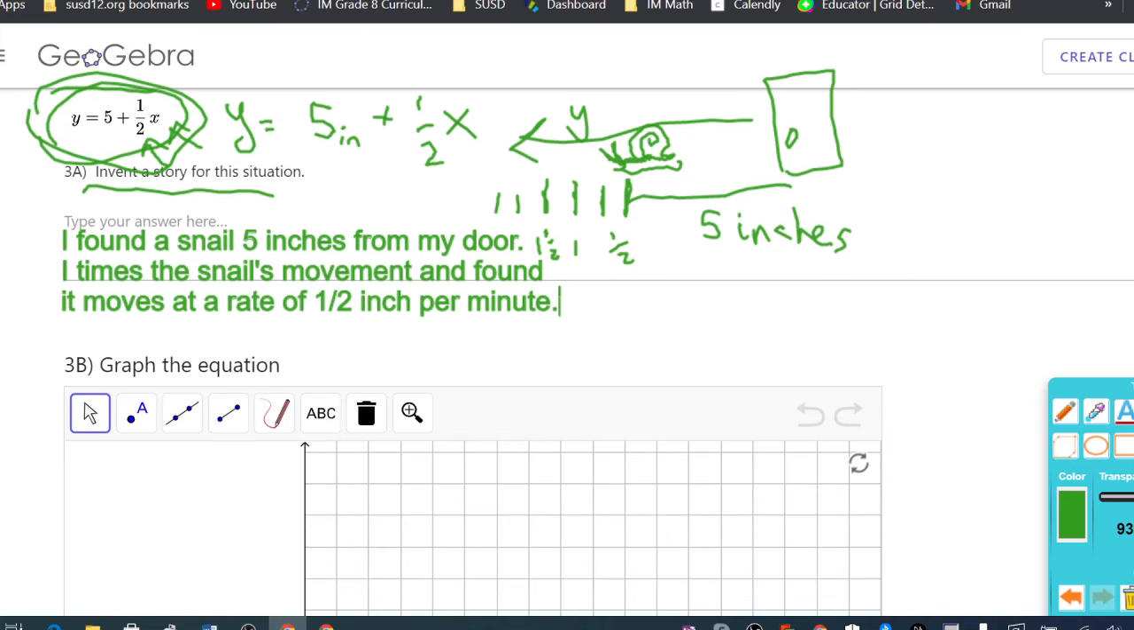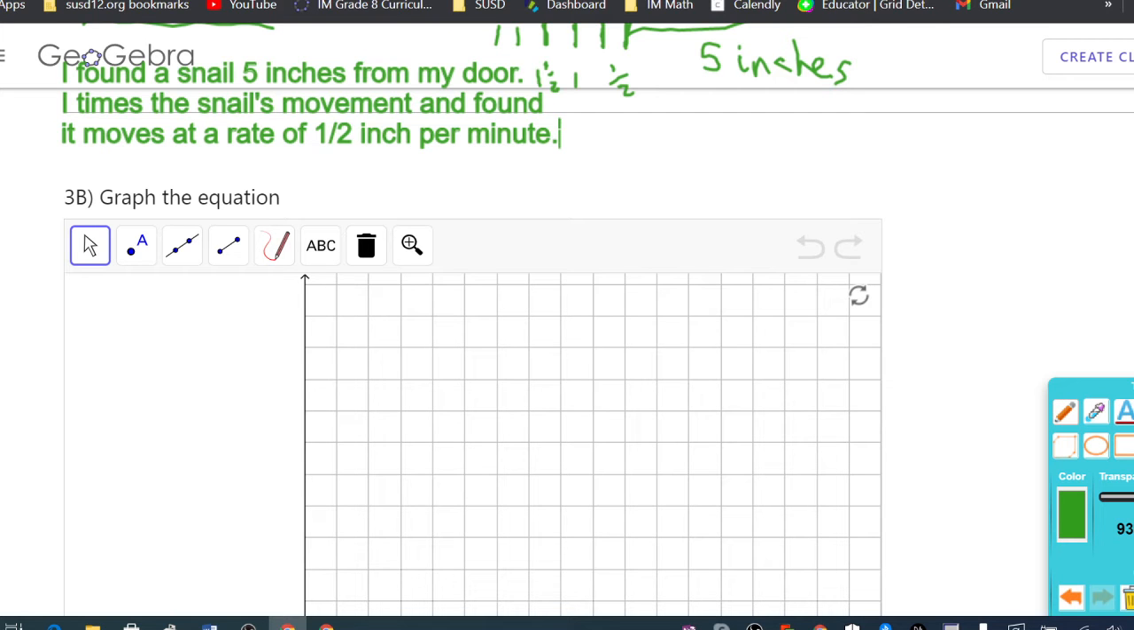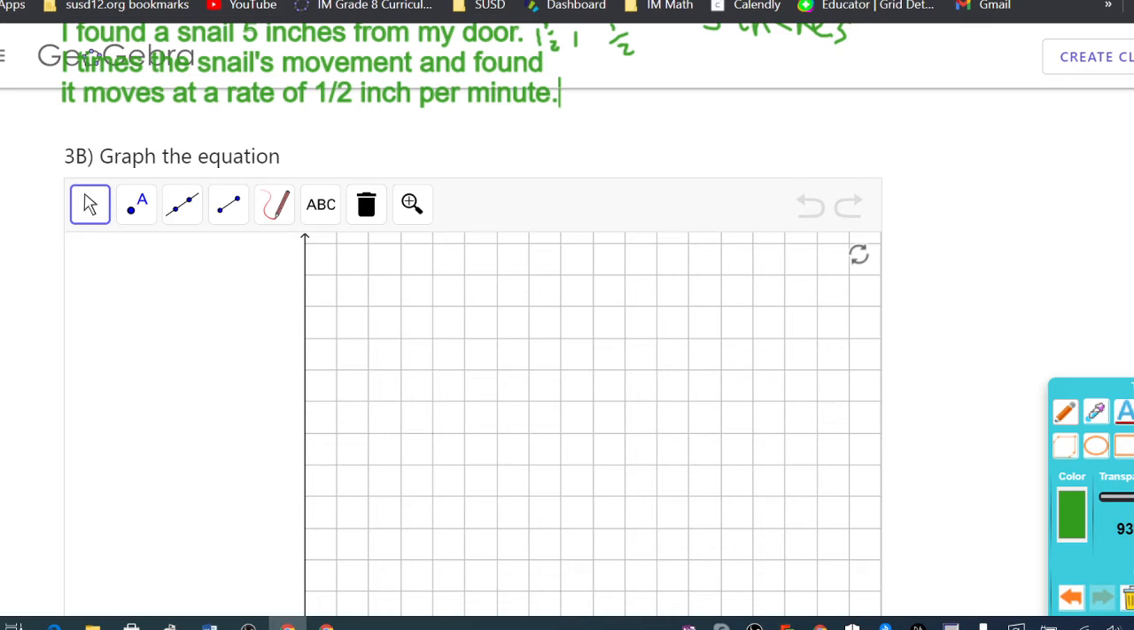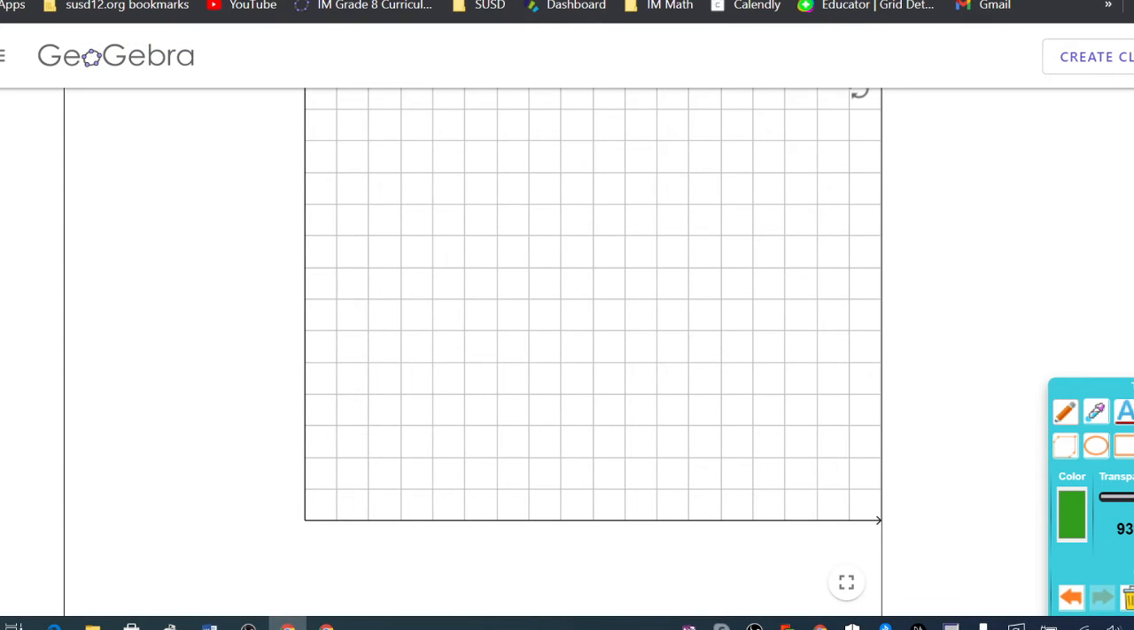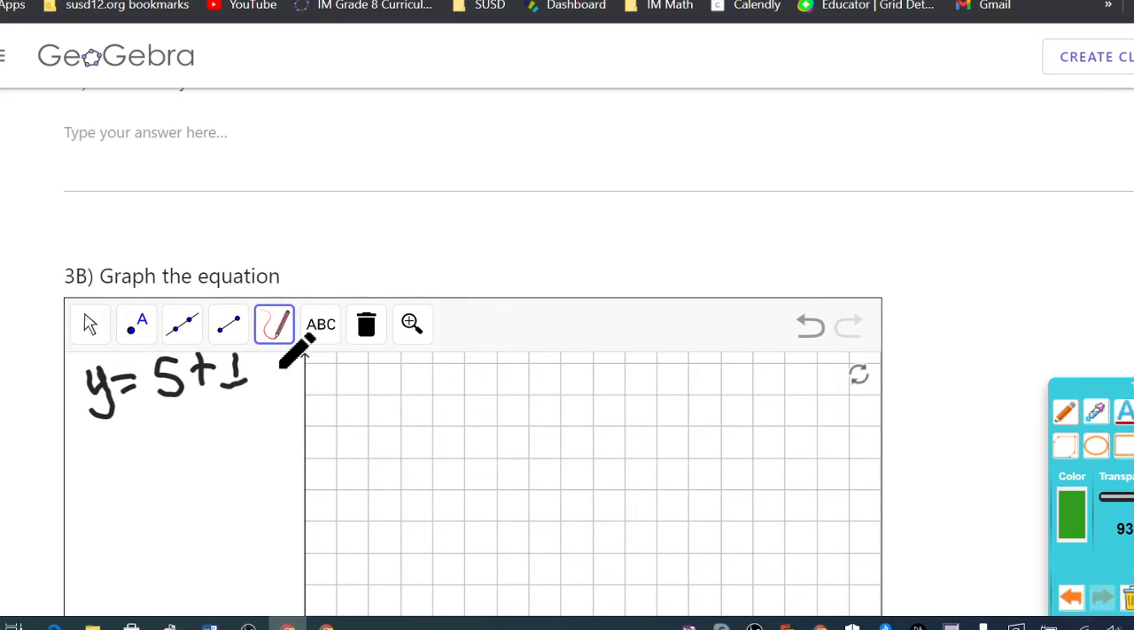Okay, now they say graph the situation. Well, my situation is a snail moving away from my front door. What is your situation? It doesn't matter what situation you're describing. We are all using the same equation. Y equals, let me write it here with this pen here. We're all using the same equation. Y equals 5 plus 1/2 x.